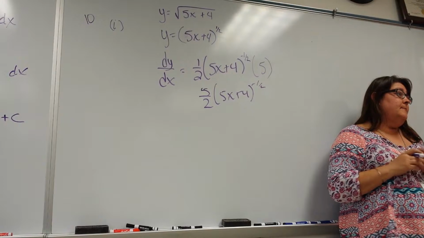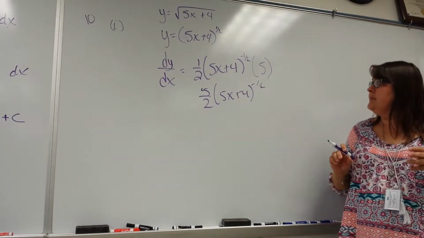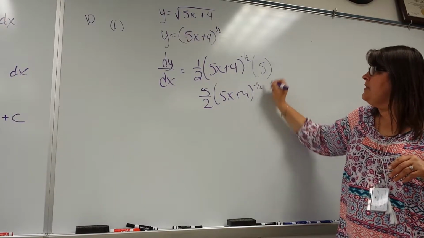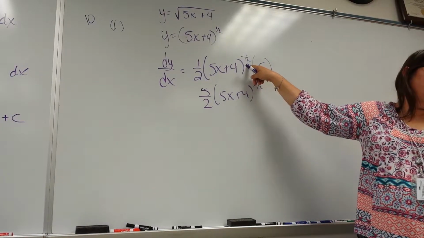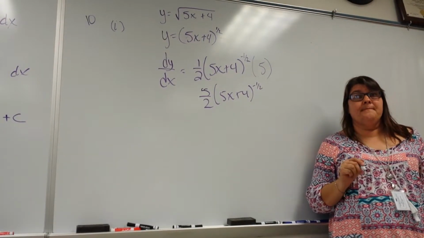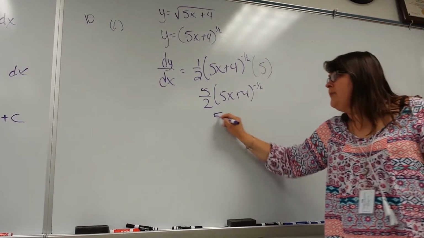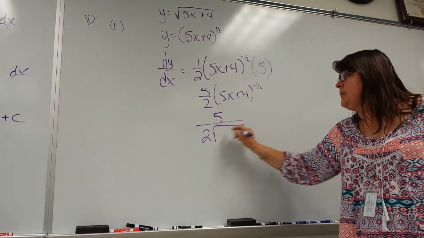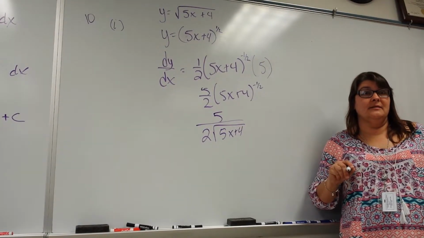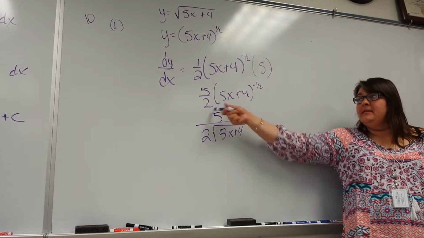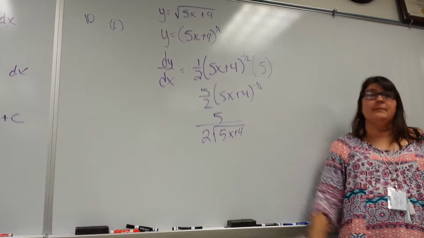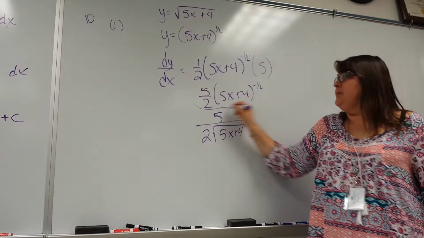Is it just the negative half, or just the half? Say it again. For the second one, it's a negative, because we subtracted one. So if you did bring it down, it would look like this: 5 over 2 times the square root of 5x plus 4. How do you know to bring the 2 down and not leave it up with the 5? It's in the denominator, so this guy can come below and pair with it. This is certainly perfect as well.